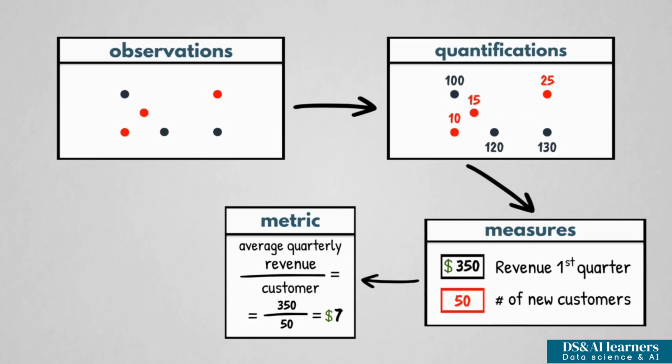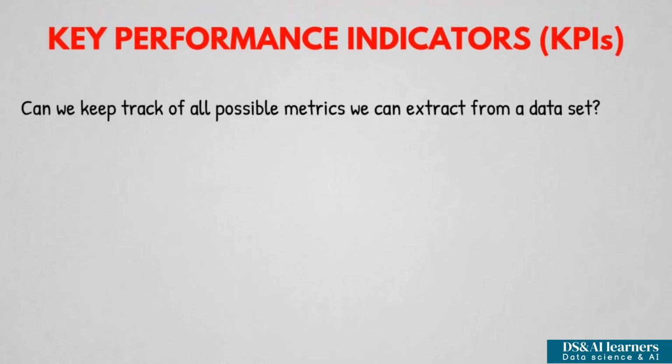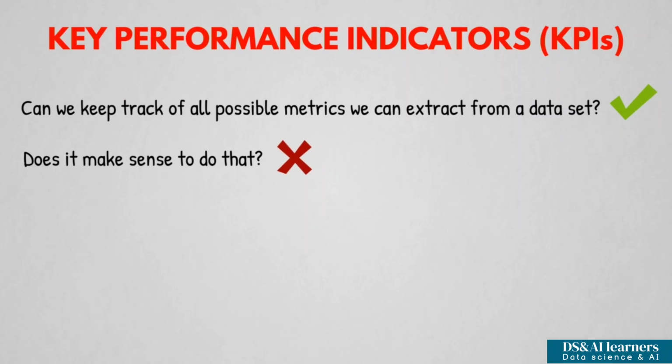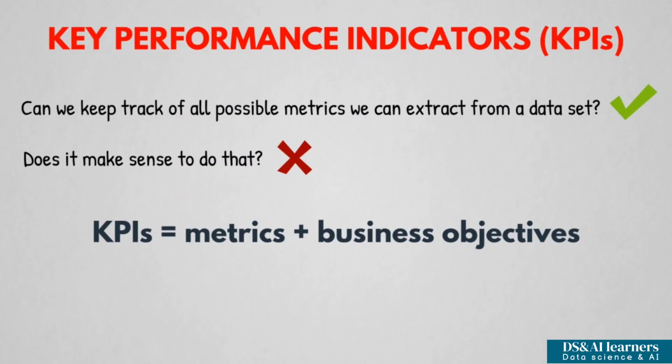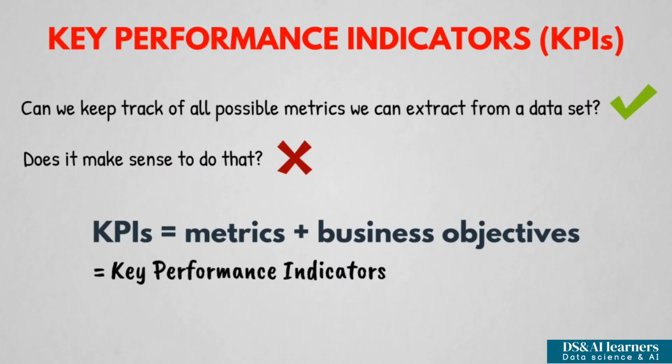Nice! This is all fine. However, in a real business, where the number of observations is significantly larger, you can derive hundreds or sometimes even thousands of metrics. Can we keep track of all possible metrics we can extract from a data set? Probably yes. Does it make sense to do that? No. What you need to do is choose the metrics that are tightly aligned with your business objectives. These metrics are called KPIs, Key Performance Indicators.